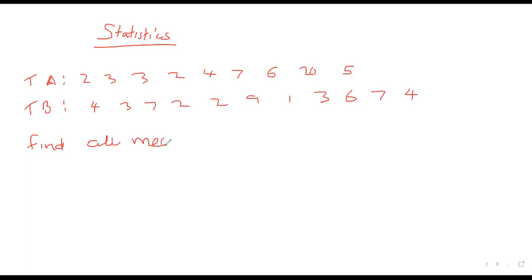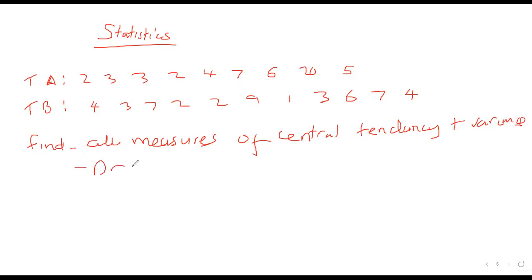Find all measures of dispersion and central tendency, and identify the outliers. Find the measures of what? Central tendency and variation. And also, we are asked to draw the box whisker diagram, and also identify the outliers. So I'll do team A, you do team B.